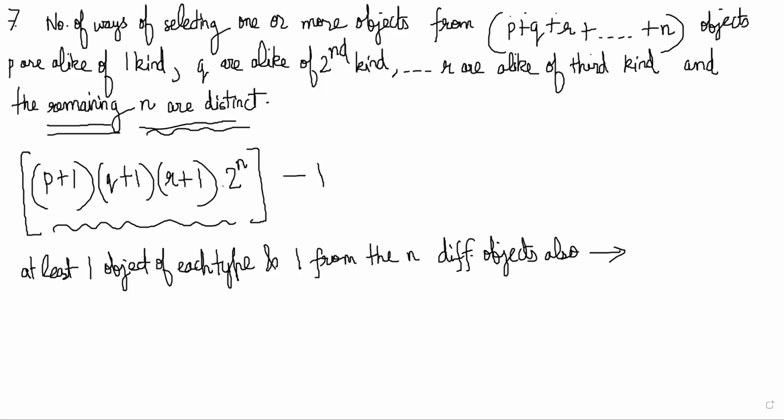So for this, we'll have to do NC1 plus NC2 and then into 2 raised power n. No, this sounds wrong. Just one minute, sir. I mean, think of if I had to select at least one from p objects of same kind. How many ways can you do that? There are p objects of one kind, and you have to select one or more out of that.